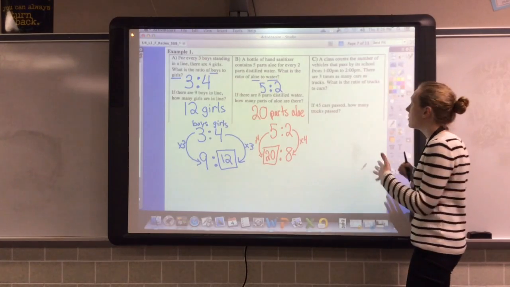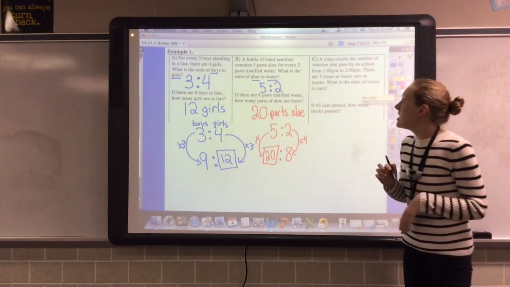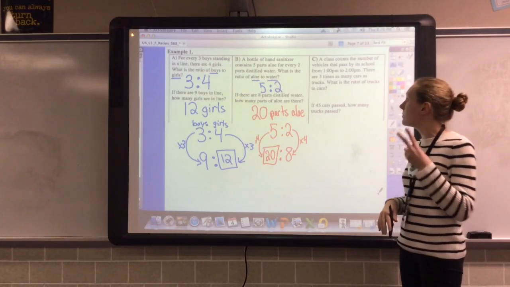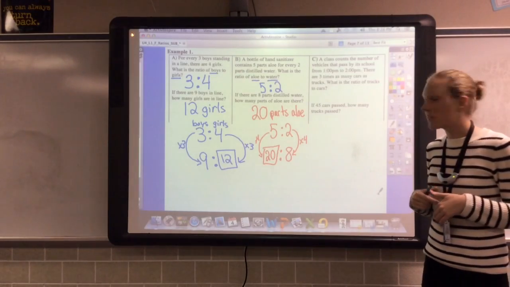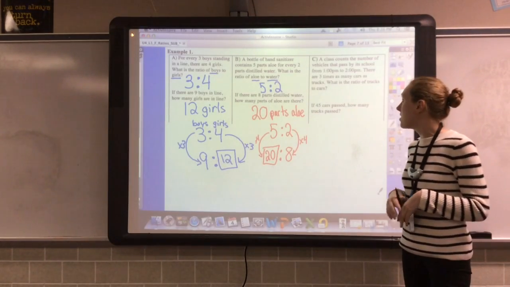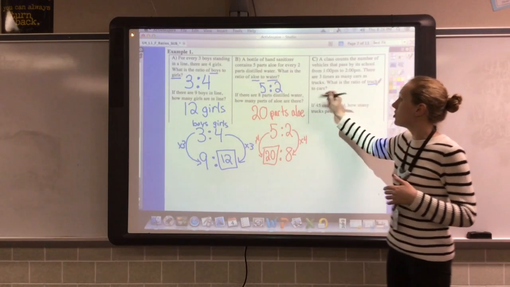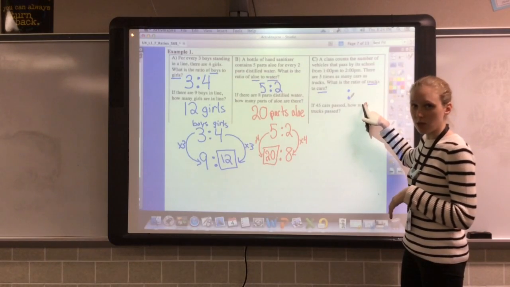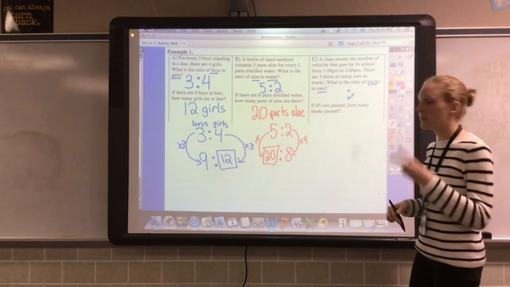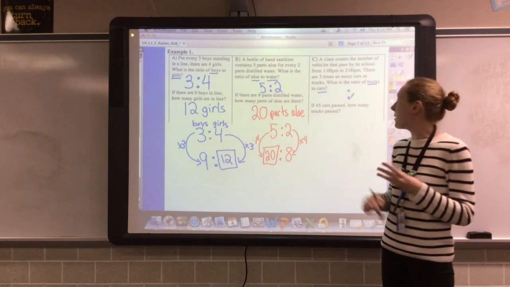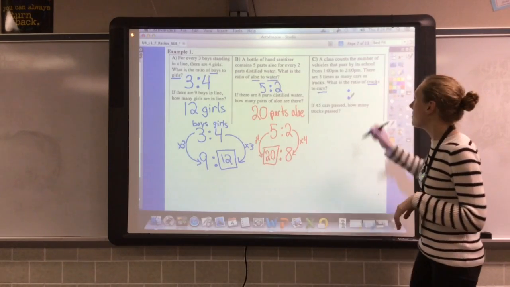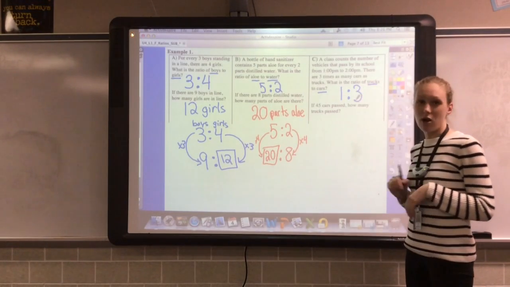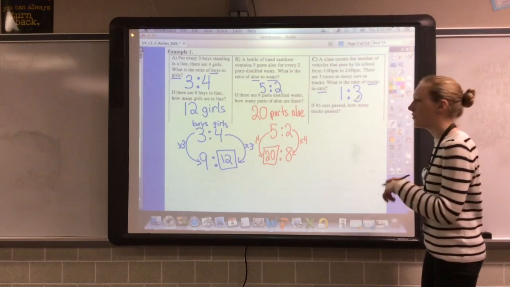Alright, last one on this. C, we've got a class that counts the number of vehicles that pass by its school from 1 p.m. to 2 p.m. There are 3 times as many cars as trucks. What's the ratio of trucks to cars? Okay? So first number should be trucks, second number should be cars. Now this one's a little tricky because there aren't 2 numbers. There are 3 times as many cars as trucks. So that means for every 1 truck that passes by the school, 3 cars pass by the school. Alright, so our ratio for this one is 1 to 3.